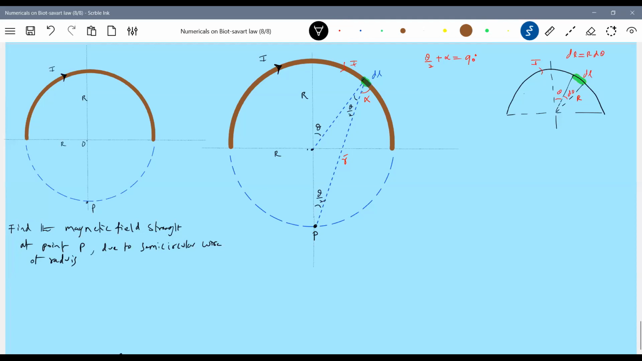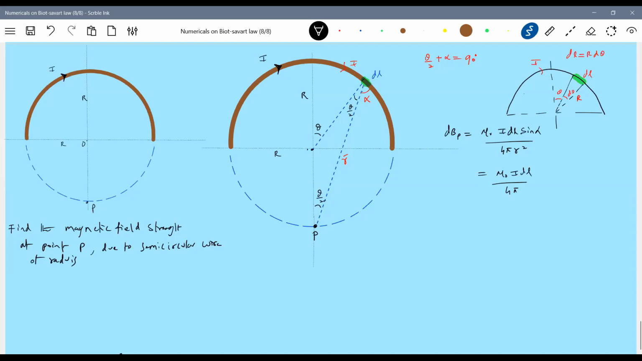So what is the magnetic field strength? It should be equal to dB at P is equal to mu naught I dl sine alpha over 4 pi r square. Now what is alpha? The angle between the current element and R bar. Hope everyone is able to get this. R bar is a position vector, and the current element will be tangential to this circle. So therefore, theta by 2 plus alpha should be 90.